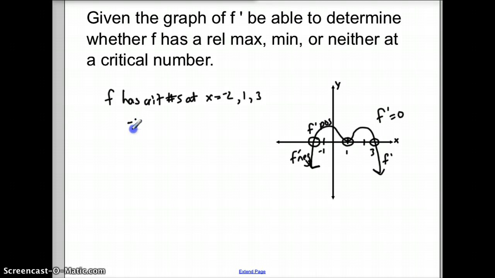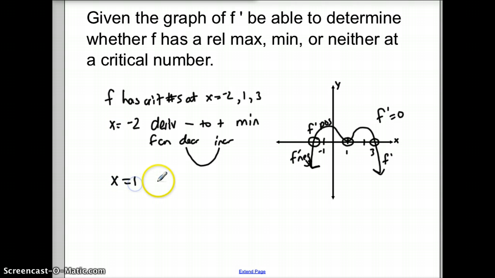So at -2, since the derivative changed from negative to positive, that is a minimum. Because if you think about what that means about our original function, the function's decreasing here, and then it went to increasing. So if a function's decreasing and then it goes to increasing, what's happening at -2 is a minimum. So -2 is a minimum.